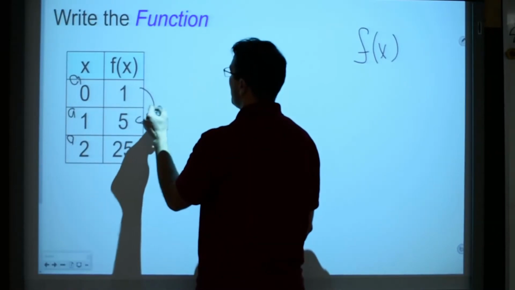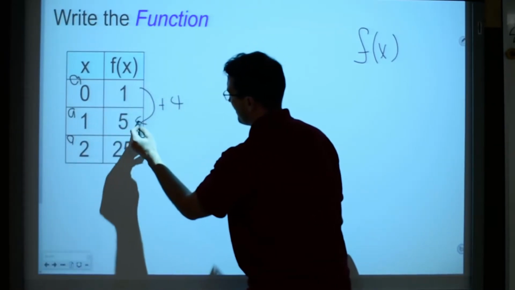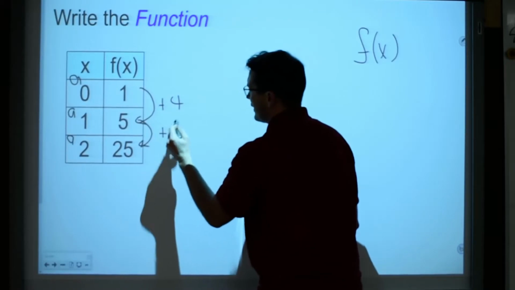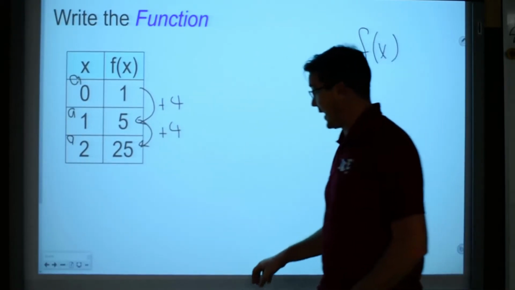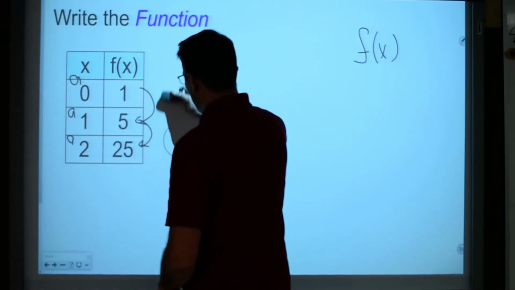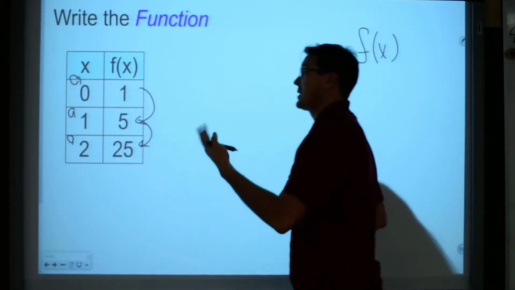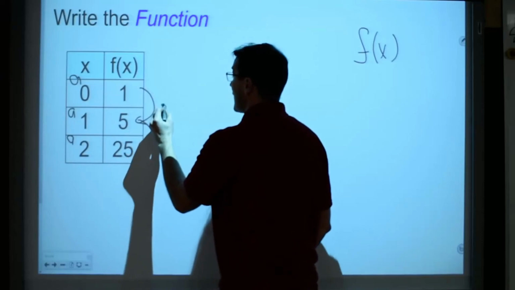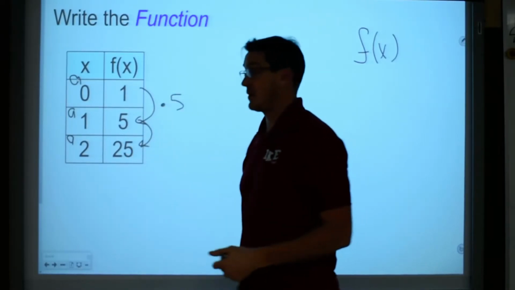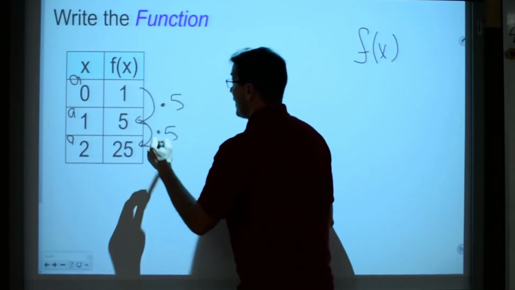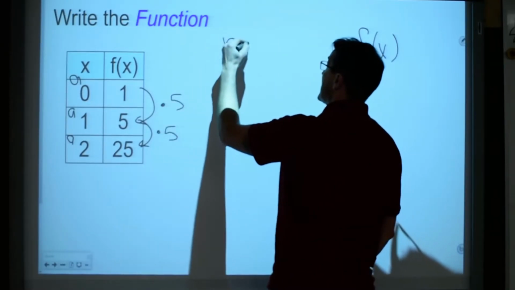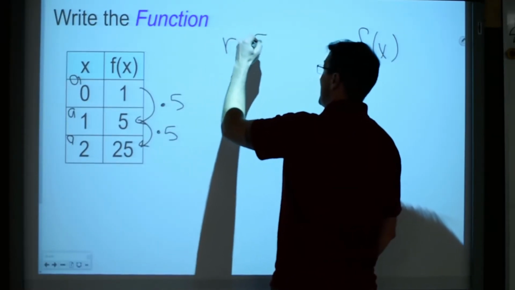So I say, okay, let's go +4 will give me 5, but +4 does not give me 25. So I know that doesn't work, so it can't be addition. That means if it's getting bigger and it's not addition, it must be multiplication. So I say 1 times what gives me 5? Times 5. Let's see if that works again: 5 times 5 is 25. So I see that I have a rate of 5.